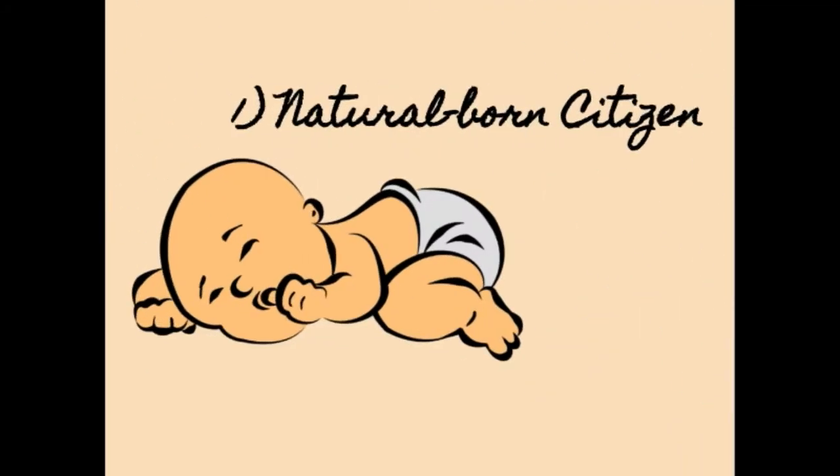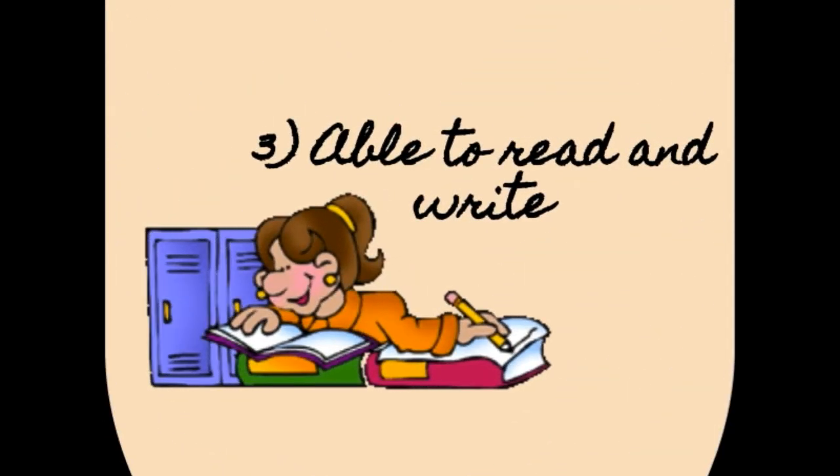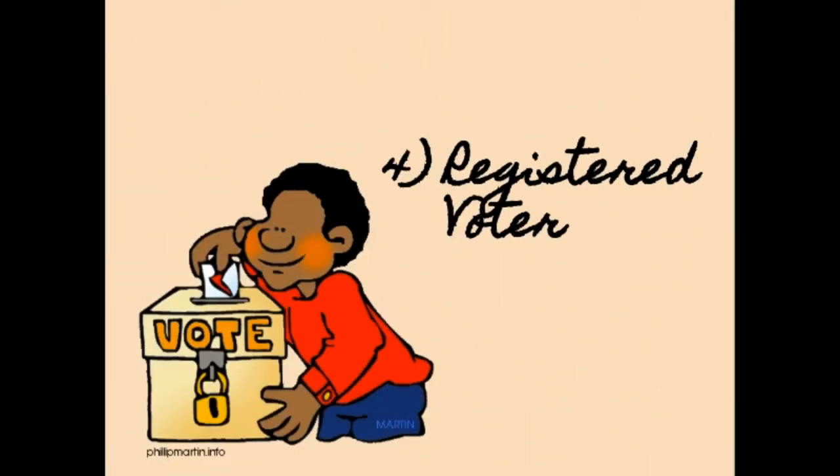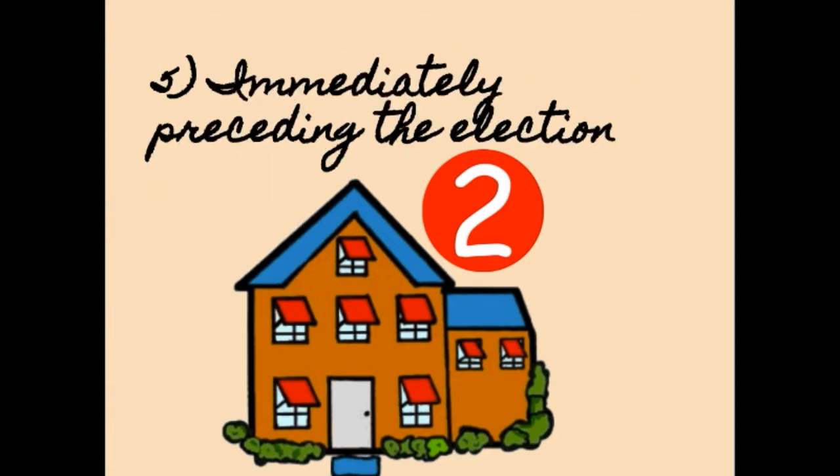First, you must be a natural-born citizen. Second, you must be at least 35 years old on the day of the elections. So you may be less than 35 years old when you file your certificate of candidacy, but on the day of the election itself, you must be 35 years old. Third, you must have the ability to read and write. Fourth, you must be a registered voter. And fifth, you must be a resident of the Philippines for at least 2 years immediately preceding the election.